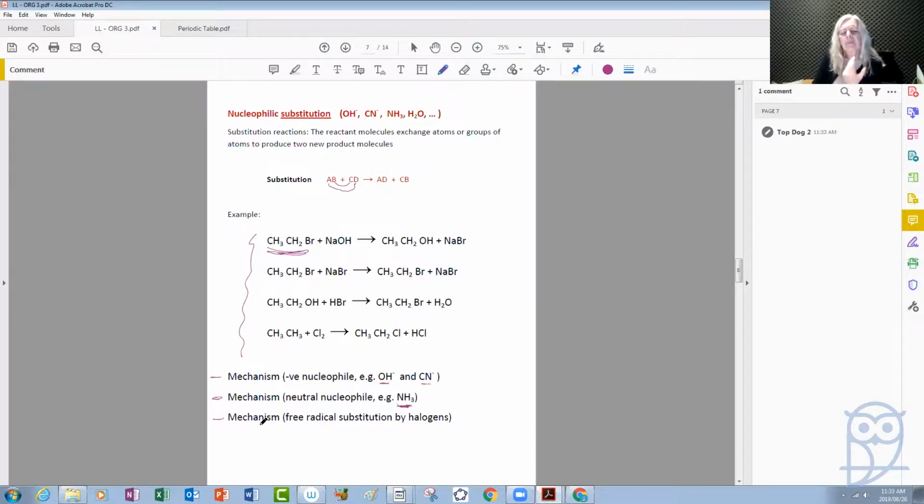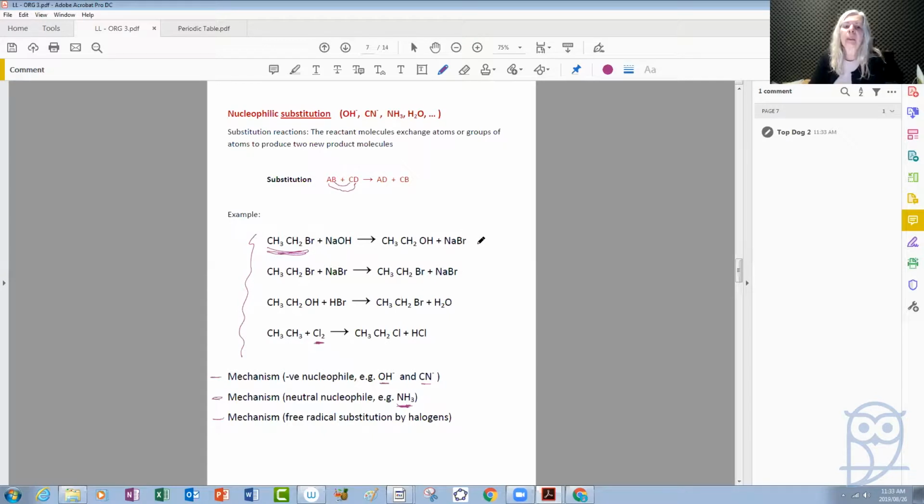And then the mechanism of when we have, like in this last example, ethane reacting with chlorine gas. Because here we have a special case where we have the formation of free radicals, and I would like us to discuss this as a third case of substitution reaction.